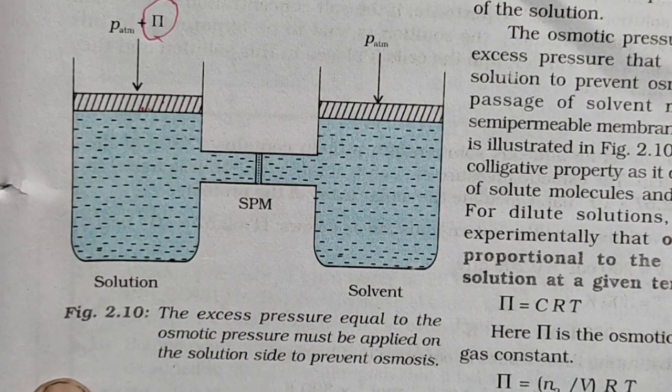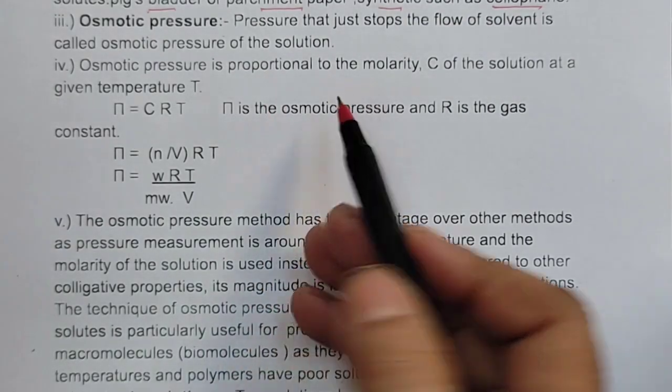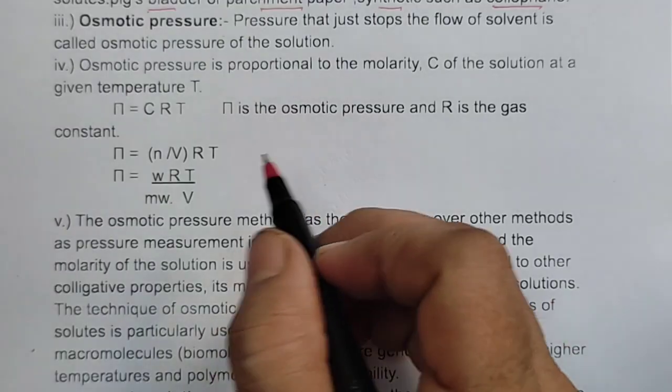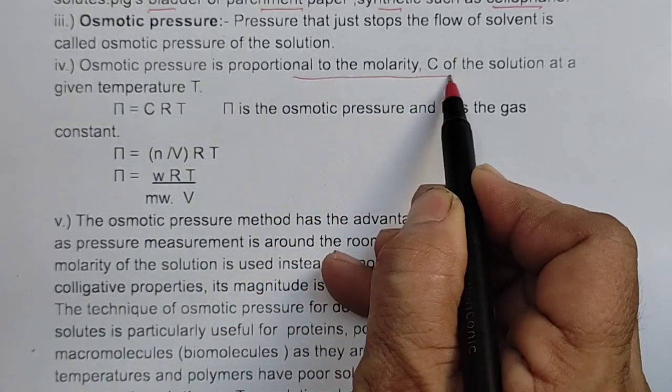Okay. Now children, osmotic pressure is also a colligative property. It will also depend upon the number of solute particles. So here we say it's proportional to the molarity of the solution.